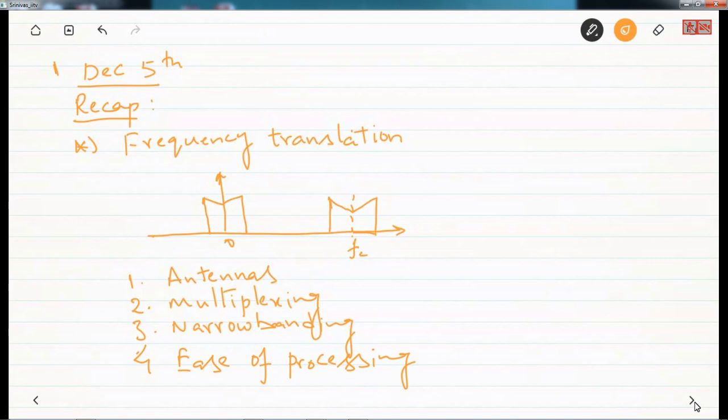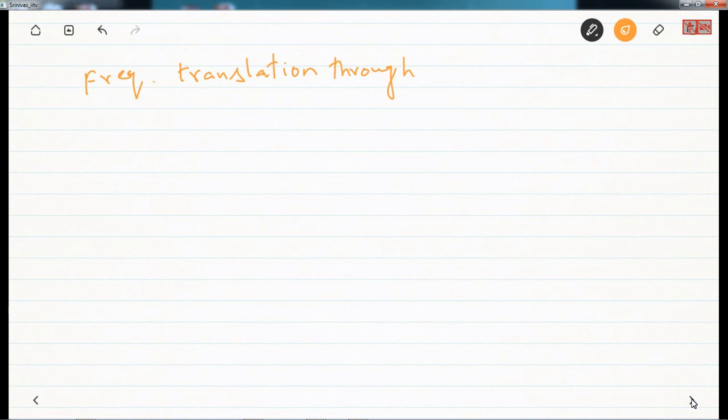And then we have quickly seen how we do the frequency translation, right? So this is all recap of the last class. We'll finish it off in 2 minutes, then we'll go to the new content that we'll discuss in this class. So frequency translation through multiplication. Multiplication of what? Of 2 signals. What 2 signals?